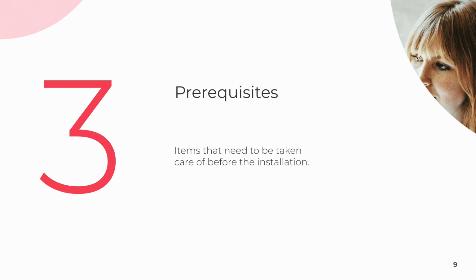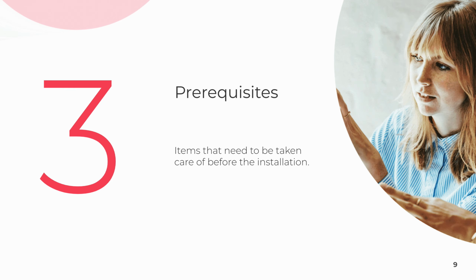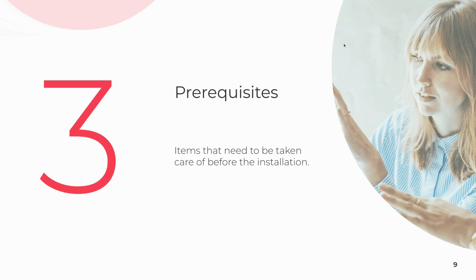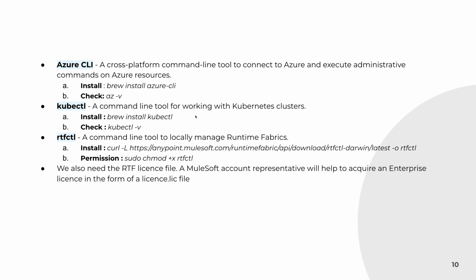So, prerequisites. These are the items that need to be taken care of before the installation: Azure CLI to manage Azure itself, kubectl for the Kubernetes, and RTF-CTL to install the RTF, and then use and access the RTF itself from your command line and get reports, get node status, etc.